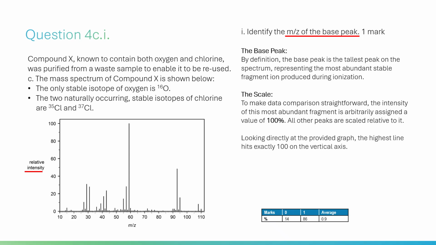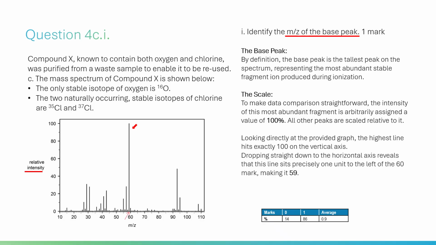Looking directly at the provided graph, the highest line hits exactly 100 on the vertical axis. Dropping straight down to the horizontal axis reveals that this line sits precisely 1 unit to the left of the 60 mark, making it 59.